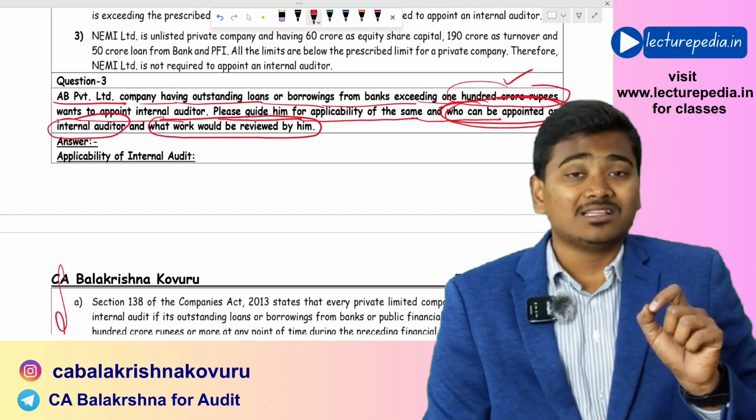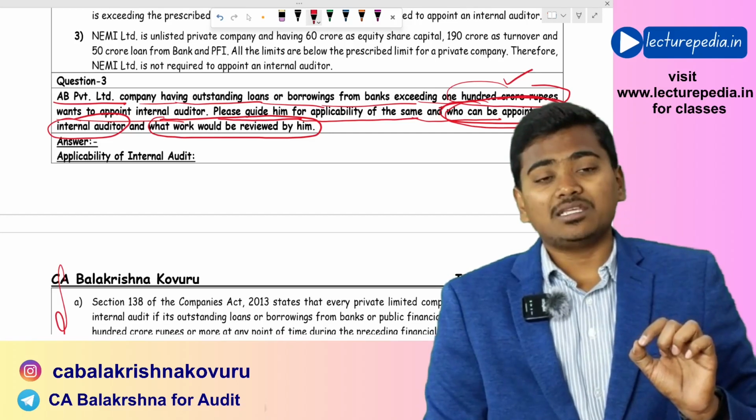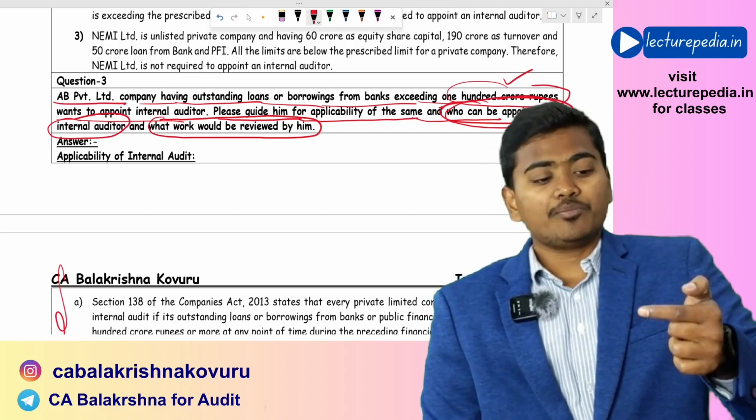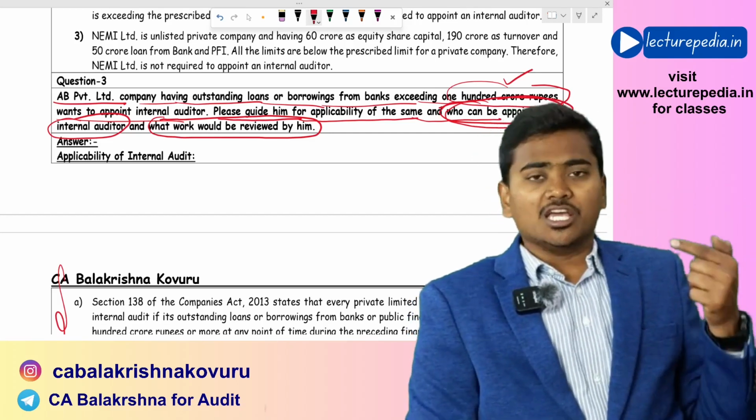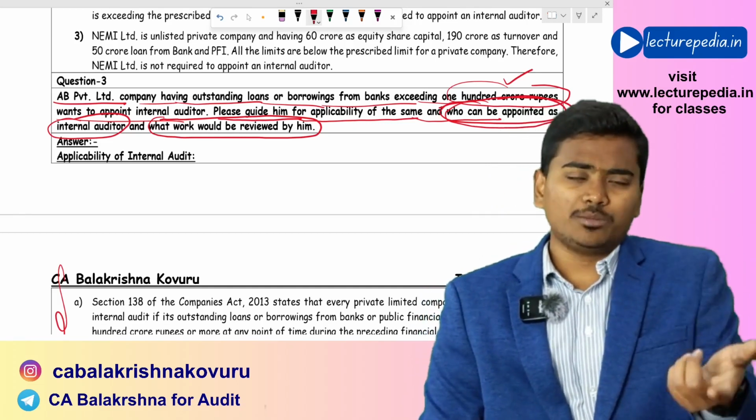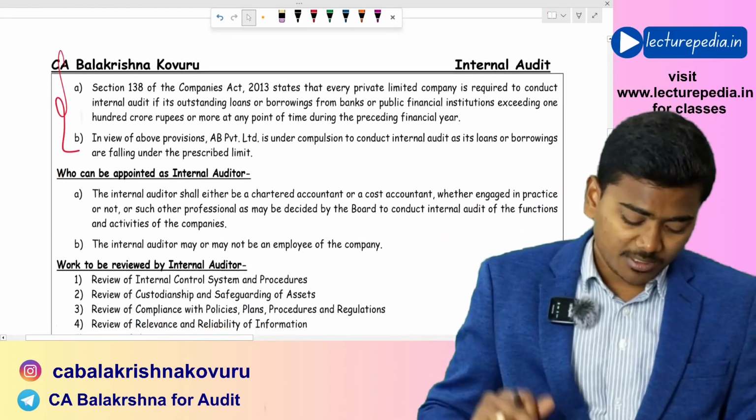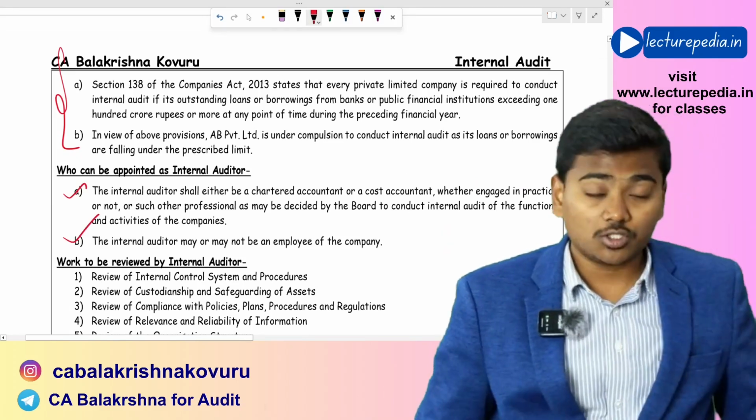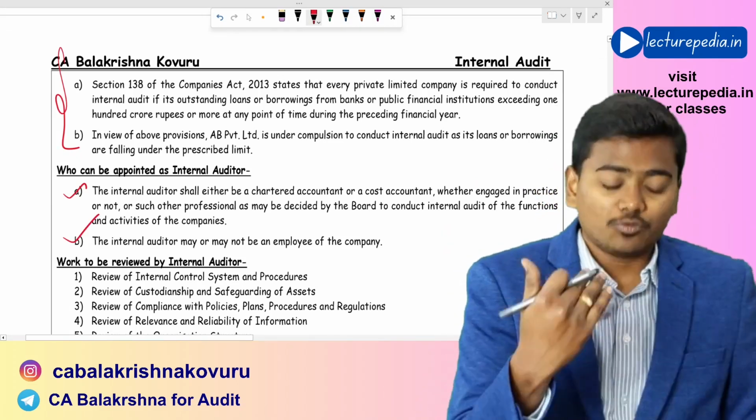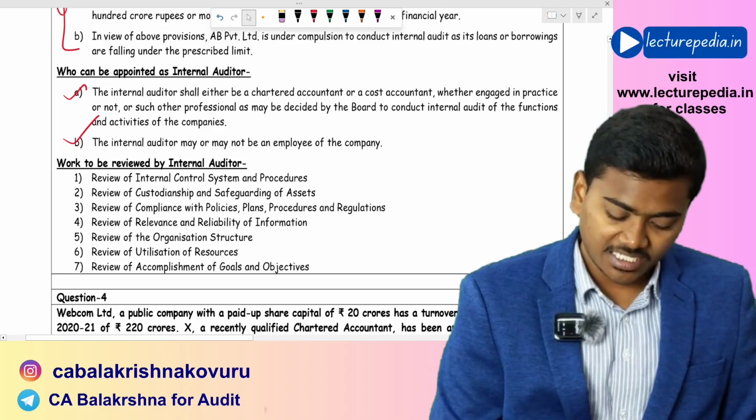And also, this internal auditor can be either an employee of the company or some external party. If you see, the statutory auditor cannot be an employee of the company, whereas the internal auditor can be an employee of the company. Those two points you need to mention. And which work has to be reviewed by the internal auditor?